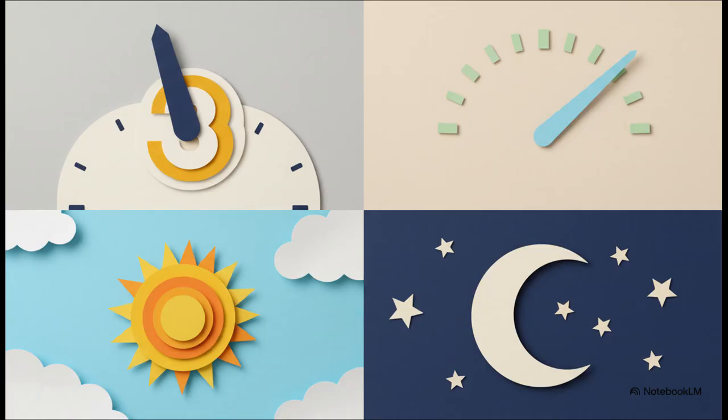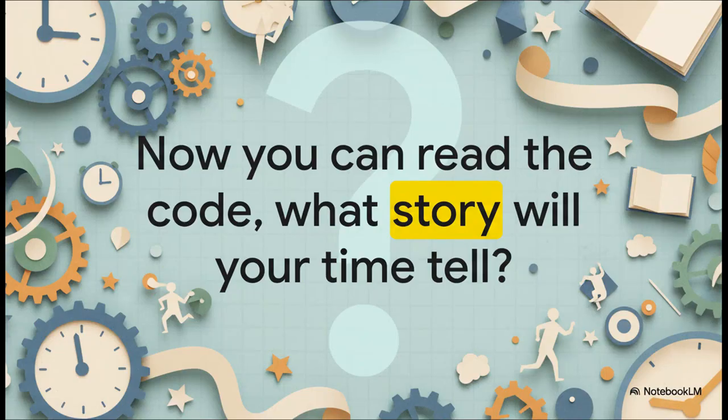Okay, let's do a super quick recap. It really just boils down to 4 main things. The short hand tells you the hour. The long hand tells you the minutes. AM is for the morning, and PM is for the afternoon and night. That's it. You totally got this. So that clock, it's not a secret code anymore. It's a tool, and it's a tool for you. You can now read the story of your day as it happens. So really, the only question left is, what awesome story is your time going to tell today?